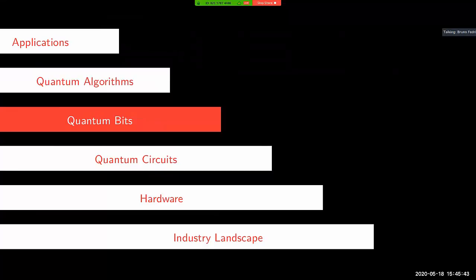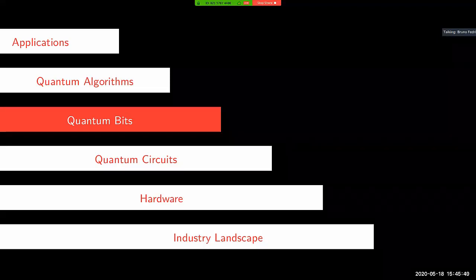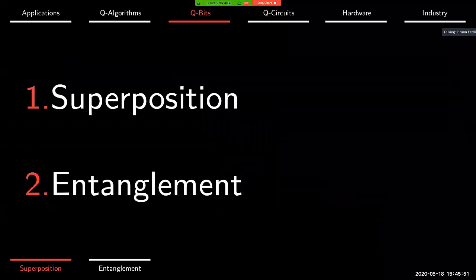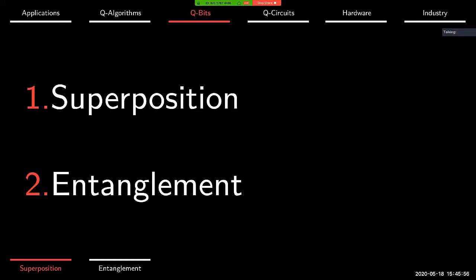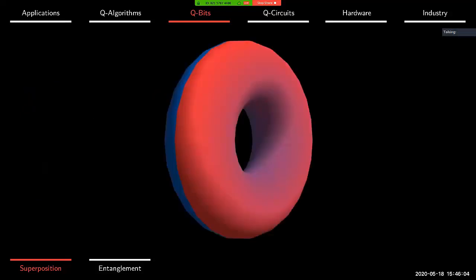Now we will try to understand a bit what's going on inside the black box. I will now introduce the notion of quantum bits and entanglement. To better understand what a qubit is, I first have to explain what a state superposition is, which is at the core of quantum processors. To illustrate this concept, I will take a donut.